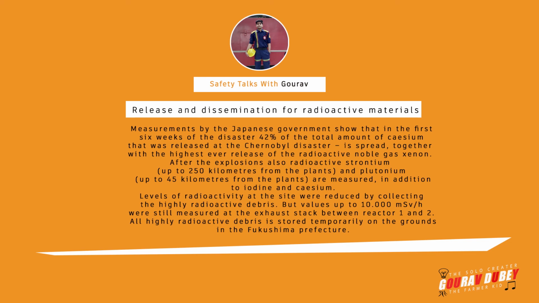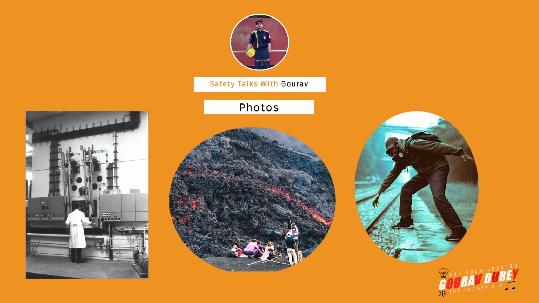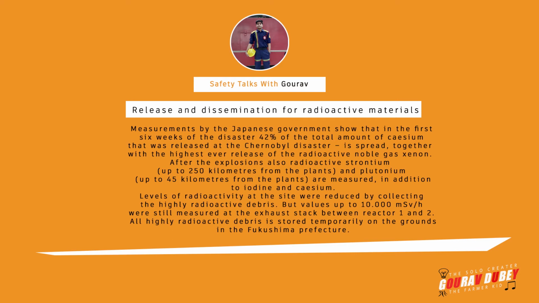So then we move on to the topic that is release and dimensions of radioactive materials. The measurements by the Japanese government show that in the first 6 weeks of the disaster, 42% of the total amount of cesium that was released at the Chernobyl disaster was released, together with the highest ever releases of the radioactive noble gas xenon. After the explosion, radioactive strontium up to 250 kilometers from the plant and plutonium up to 45 kilometers from the plant were measured in addition to iodine and cesium.